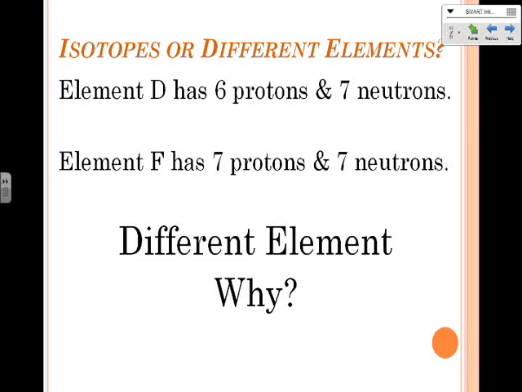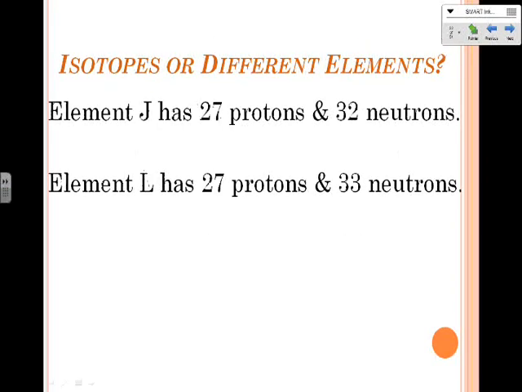They're different elements. The reason is that element D has 6 protons and element F has 7 protons. They have different numbers of protons. That means they are different elements. Go ahead and pause the video and determine your answer for this one.